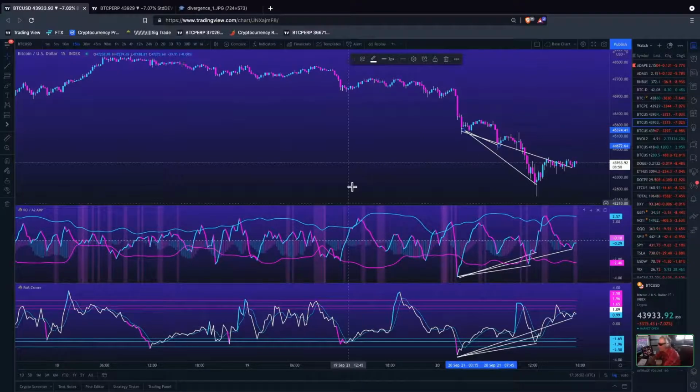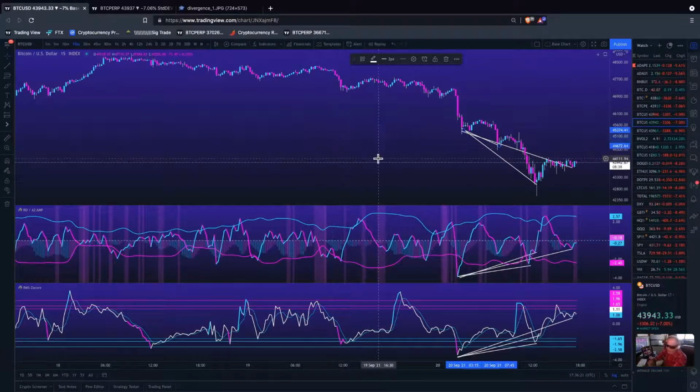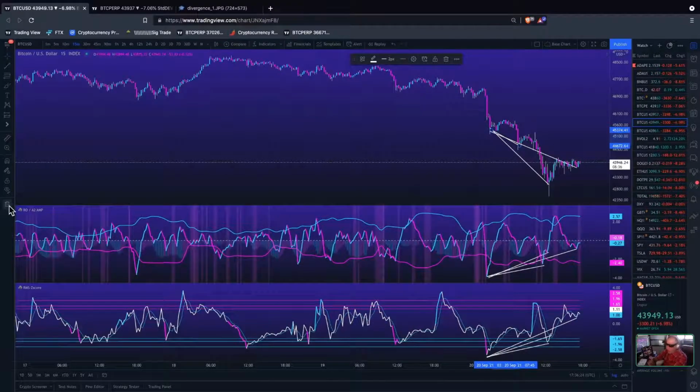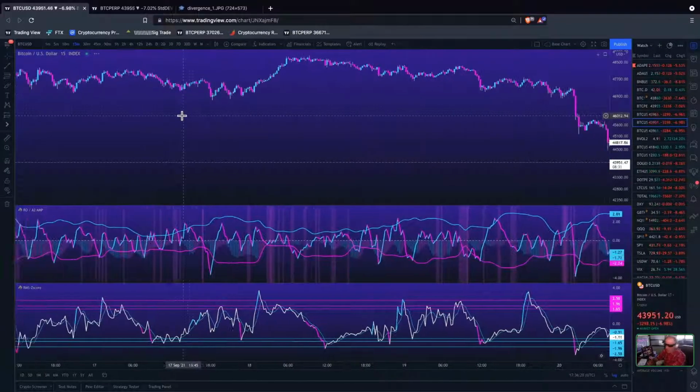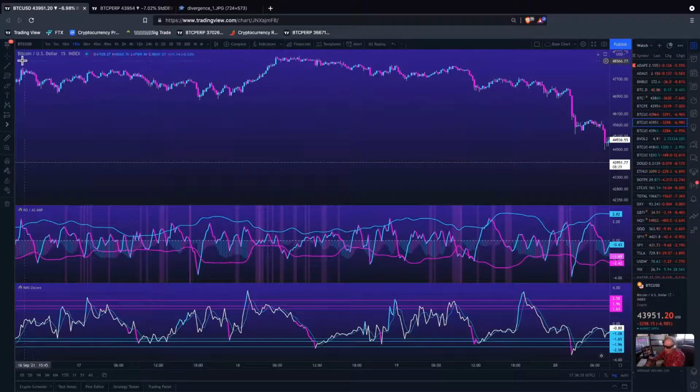So where would a bounce be looking to? Let's take a peek here. Probably mid 44s, something like that. 45. Because remember, this is a 15-minute chart. I'm just showing you how powerful these divergences are. Let's go back here. Oh yeah. So when did all this move start? I'm about to show you.